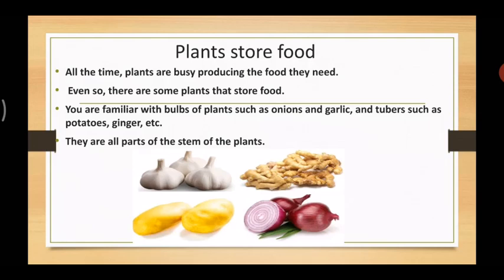Storing the food helps them to use it in winter and survive, because there very little sunlight is available. In the winters, mostly you'll find little sunlight. Okay, so plants store food in different parts of the plants, like in their leaves, stems, roots, or flowers. They store food in these parts, fruits or seeds. For example, they store food in bulbs such as onions and garlic. They store food in stems and tubers such as potatoes, ginger, etc.